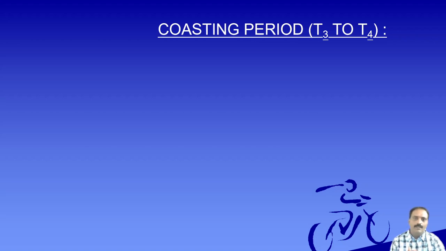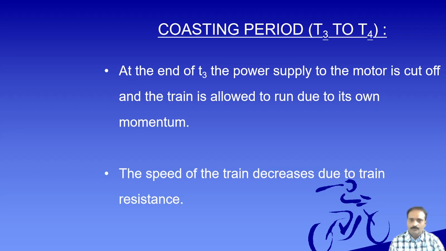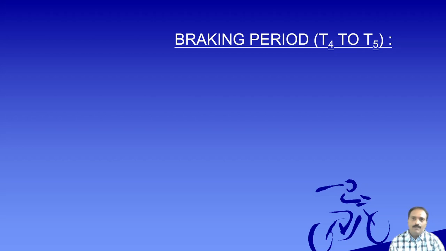And coasting period. Here the supply to the train will be cut off, and the vehicle is allowed to move on its own inertia, hence it is considered as coasting period. During this, as the supply has been switched off, the vehicle experiences retardation. So the speed decreases due to the train resistance. And braking period, from T4 to T5, the brakes are applied at this instant, hence the vehicle is going to decelerate, or the speed decreases uniformly.